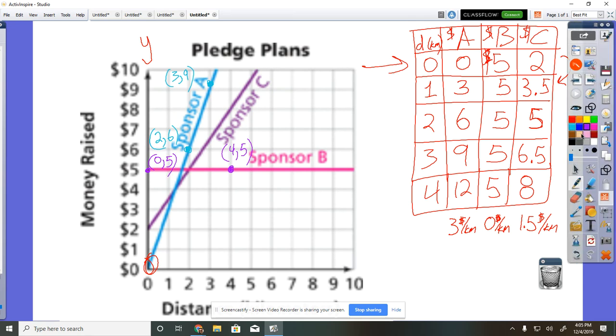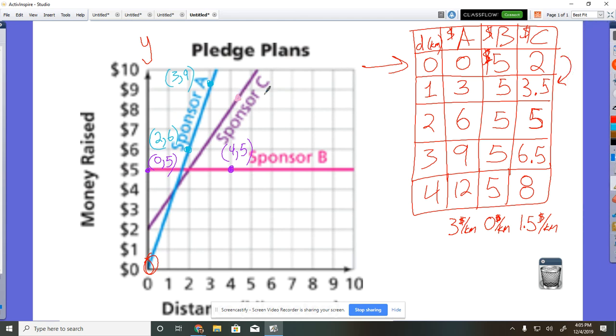Sponsor C, I'm going to do a lighter purple. Sponsor C, let's go ahead and go to 4 and 8. So this would be 4, 8. And then let's go ahead and go to 3 and 6.5. It's about right here. So that would be 3, 6.5. So we've given 2 coordinates for each of the sponsors' pledge plans.